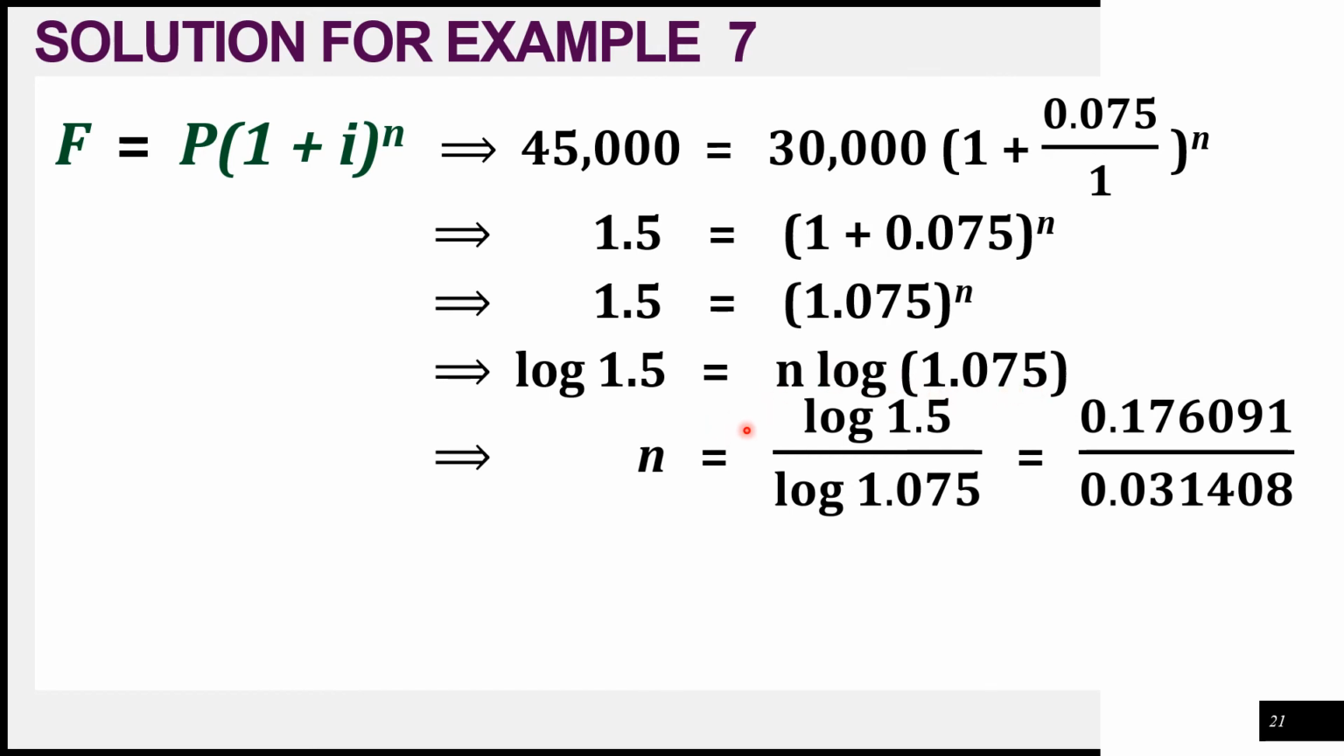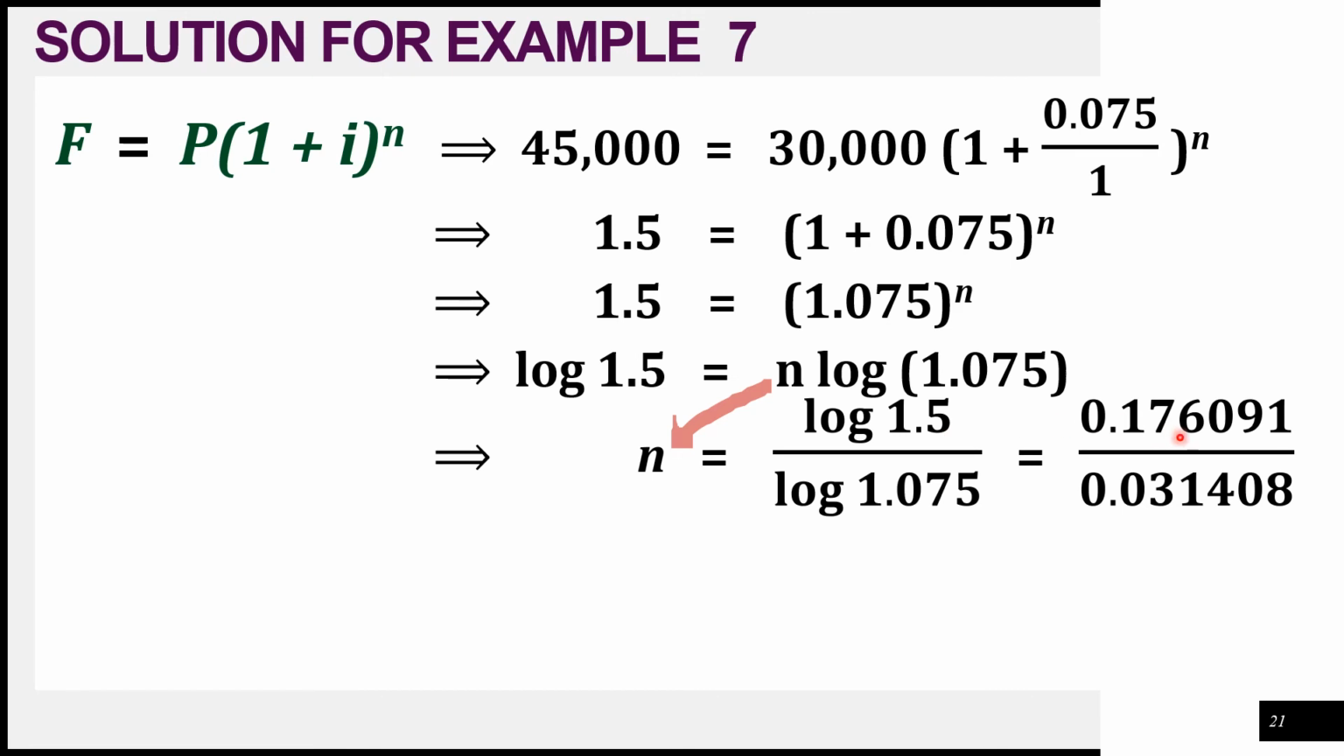We divide both sides of the equation by the logarithm of 1.075 so that we have n left. We have here n, and then we divide both sides of the equation by this one. That's why we have logarithm of 1.5 divided by logarithm of 1.075. Then, using the calculators, you find the value of this one.